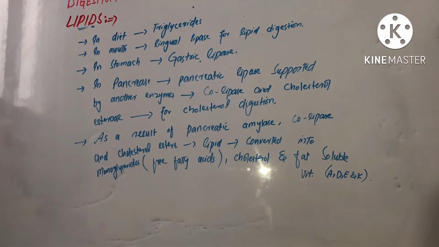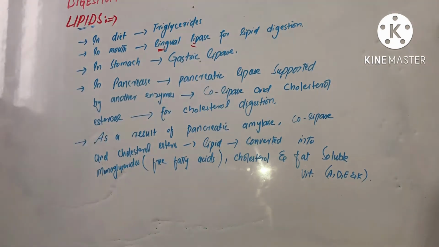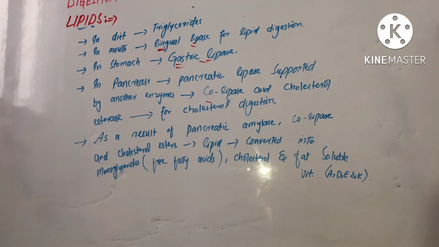At the mouth level we have one enzyme, lingual lipase. It does the digestion of the lipids. In the stomach we have an enzyme called gastric lipase. It does the digestion of the lipids inside the stomach. In the pancreas we have the most important enzyme, pancreatic lipase, and this pancreatic lipase is supported by colipase and cholesterol esterase. They do the digestion of cholesterol.